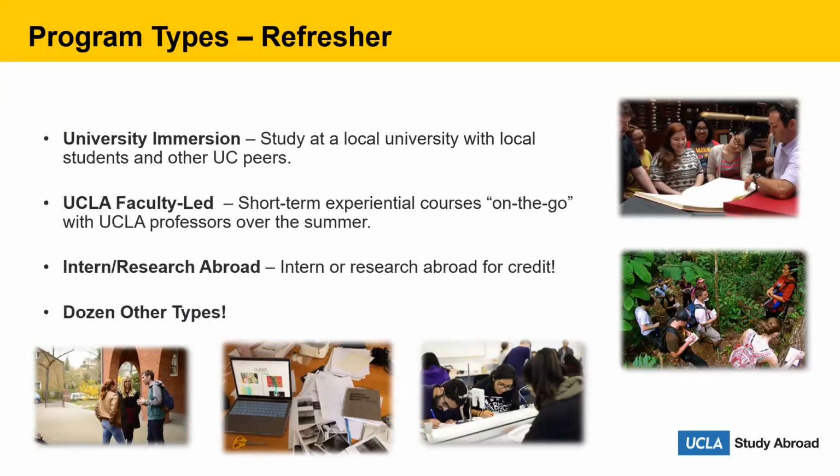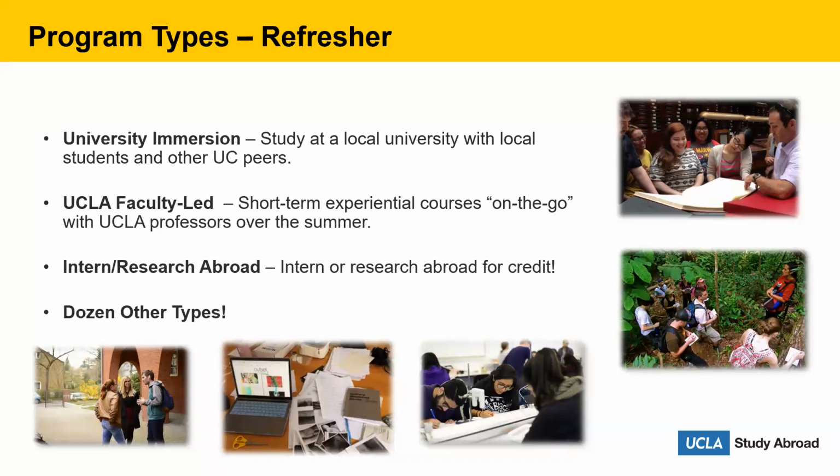Okay, program types. So there are many program types. The first one that I would like to talk about is called the University Immersion Program. That's the program where you study at one of our partner universities. It's a local university with local students, local professors. It's a fully immersive and integrative experience. Summer programs, fall semester, year-long program.